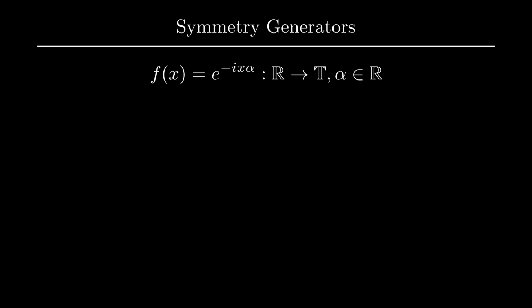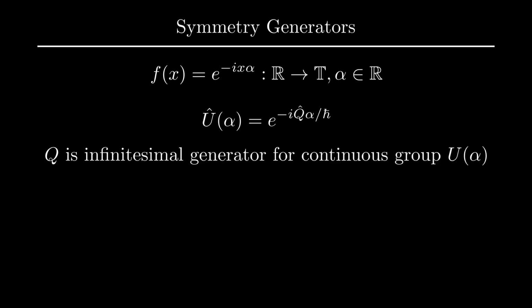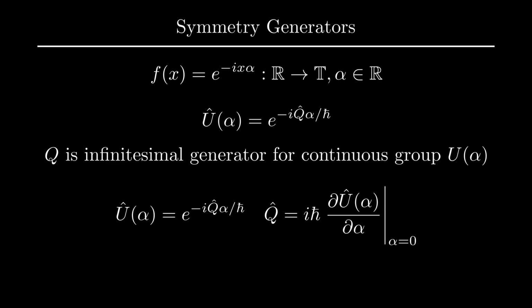In particular, this means that for any observable q, by Sylvester's formula, we can define a corresponding group of symmetry operators u parameterized by alpha defined as follows. We also add this additional 1 over h bar factor in the exponent by convention in QM. When we normally work with groups in pure math, we do not have such a factor. In group theory, this observable is referred to as the infinitesimal generator for the continuous group U of alpha. Note that we can relate an infinitesimal generator and the continuous group it generates via the following relations.